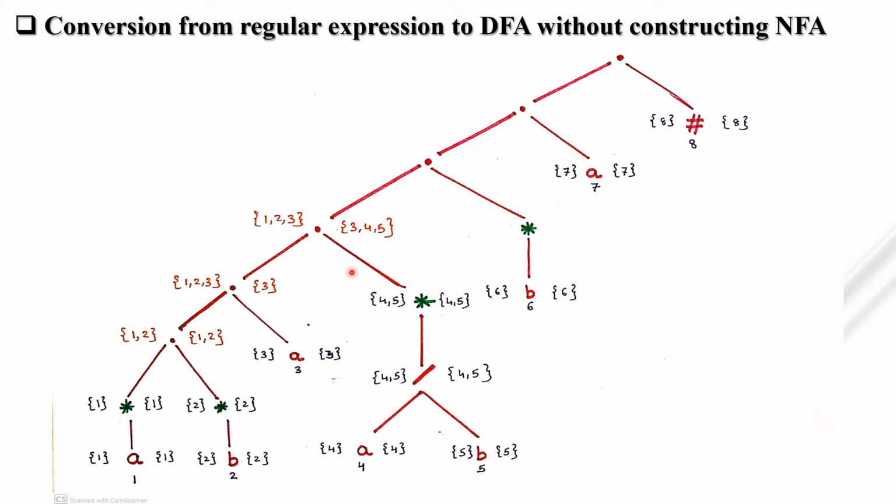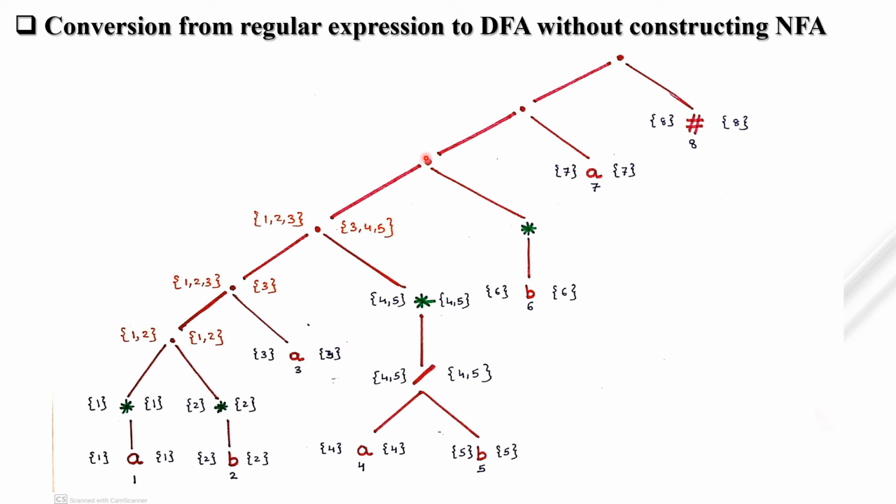Now to find this concatenation symbol, to find the first position, is C1 nullable? No. So we simply put 1, 2, 3 here because we are going to the else part. Now for the last position, this star is nullable. So we have to put last position of C1 union last position of C2. Okay, so what is the answer? 3, 4 and 5.